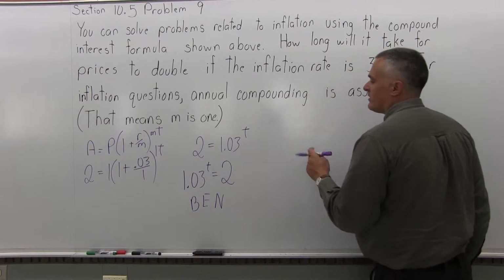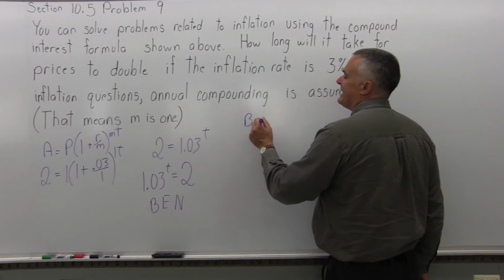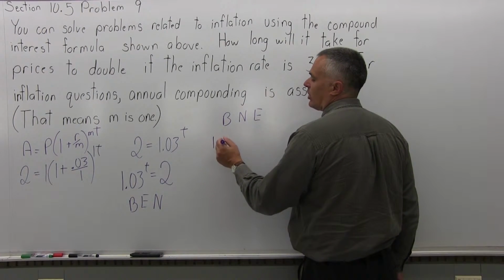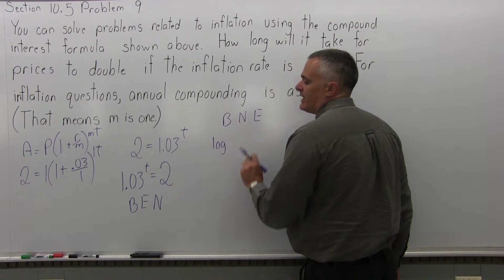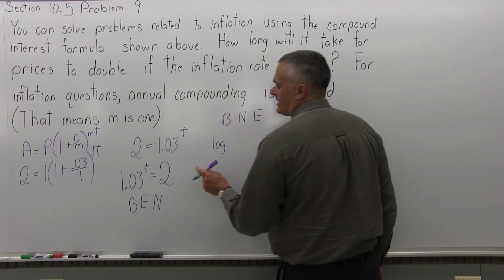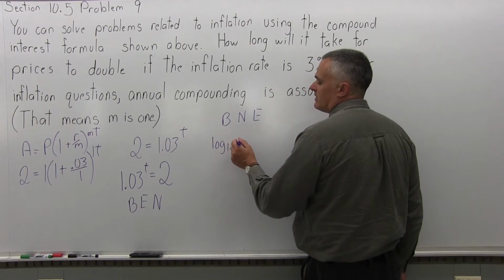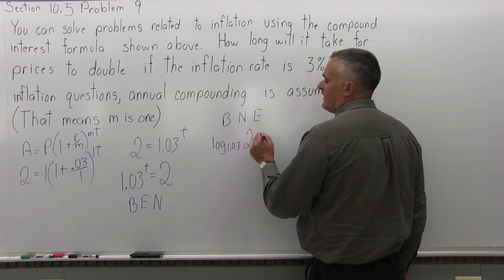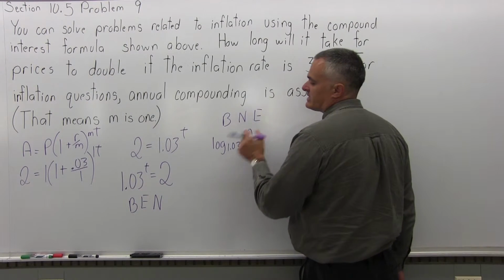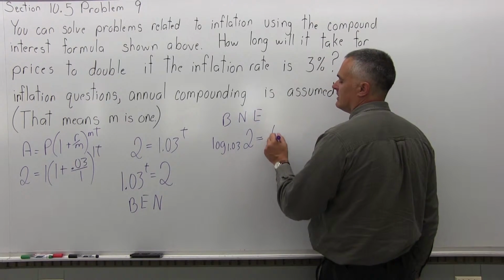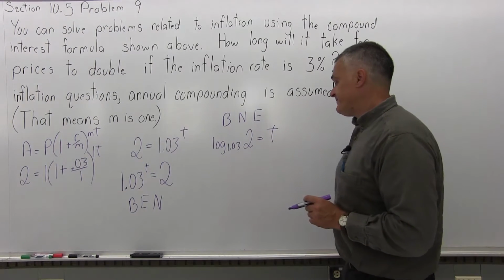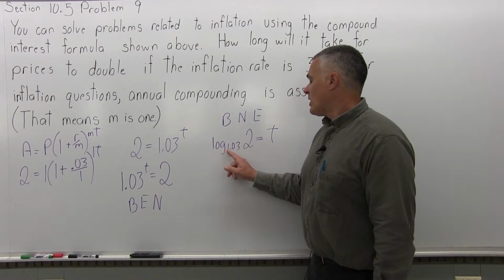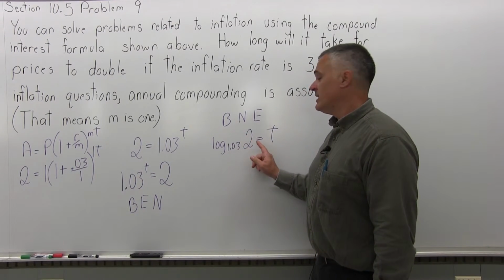So let me swap that around to Benny, B-N-E, for base number exponent, and I start that by writing the word log. Then I write the base as a subscript. The base is 1.03. Then I write the number is 2. Then I put equals, then I put the exponent is t. So now I have to solve log base 1.03 of 2 equals t.